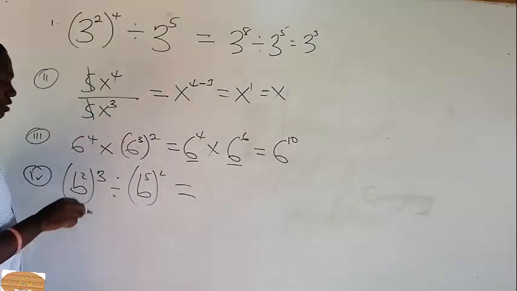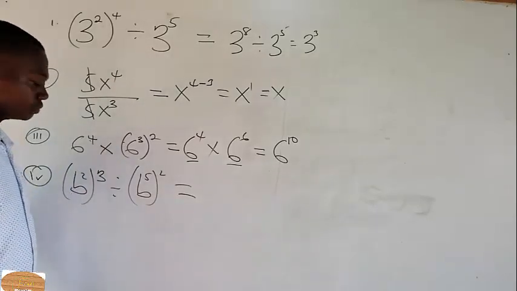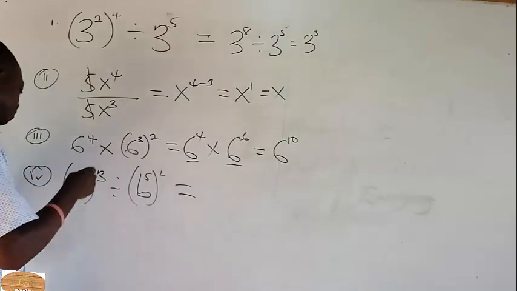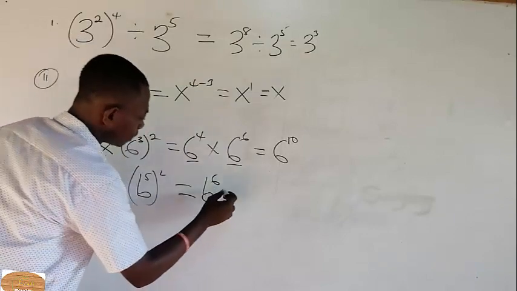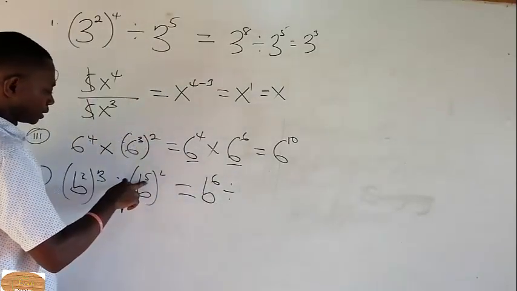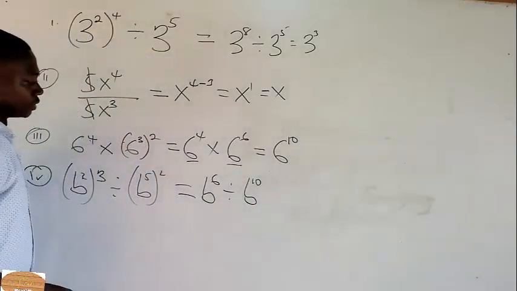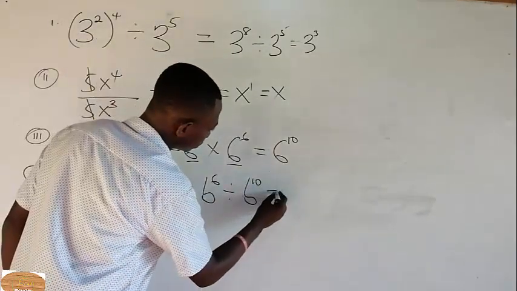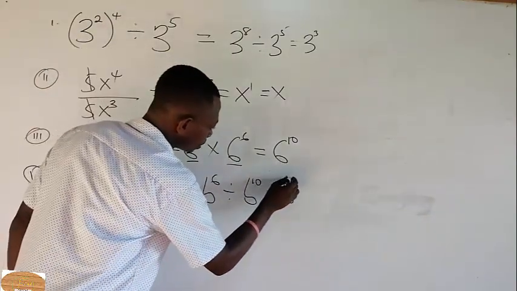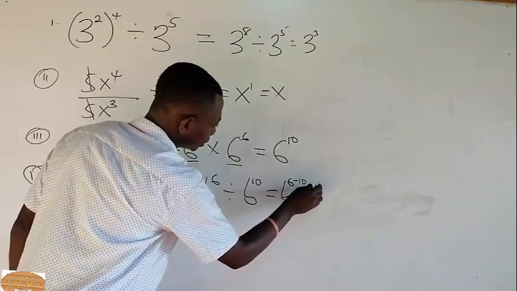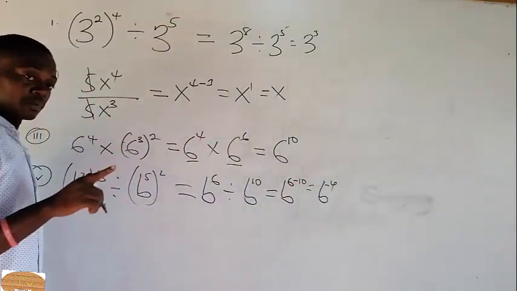Can you try this one? Just pause the video and try this one. Alright, so this one, 2, 3, 6. You have b to the power 6 divided by, so this one is 5 times 2 is 10, b to the power 10. So this one is division. With division we subtract. So I'll pick one of the bases, then I'll subtract the exponents. 6 minus 10 is minus 4. So b to the power minus 4. So it's not 4 but minus 4.